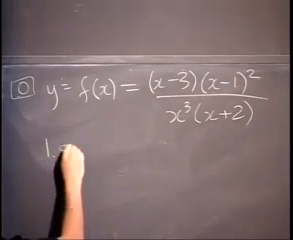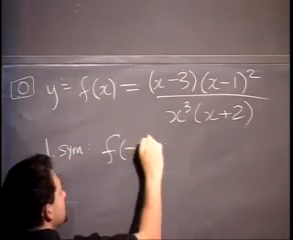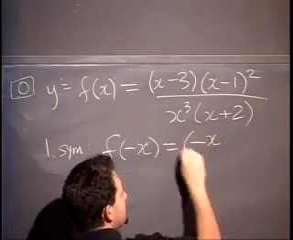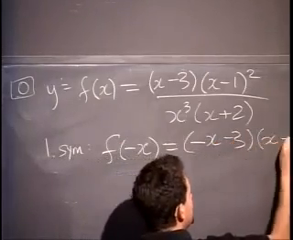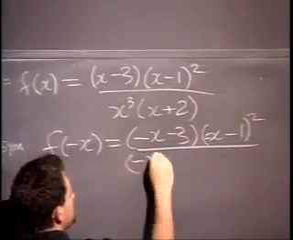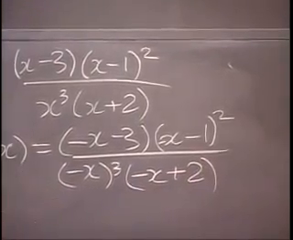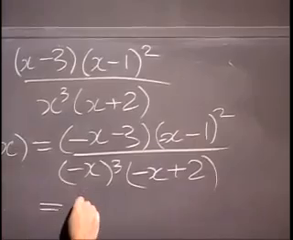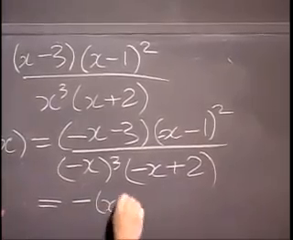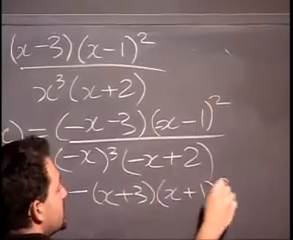First one was to check the symmetry. So if I plug in minus x, I get (minus x minus 3)(minus x minus 1) all squared over (minus x) cubed times (minus x plus 2). It looks like a bit of a mess. Let's pull out some minus signs and see what we get. We get minus (x plus 3)(x plus 1) all squared.